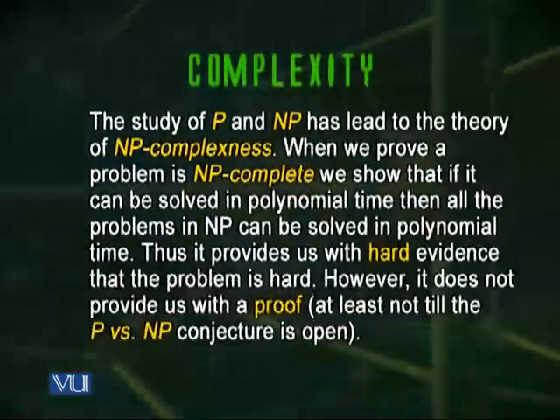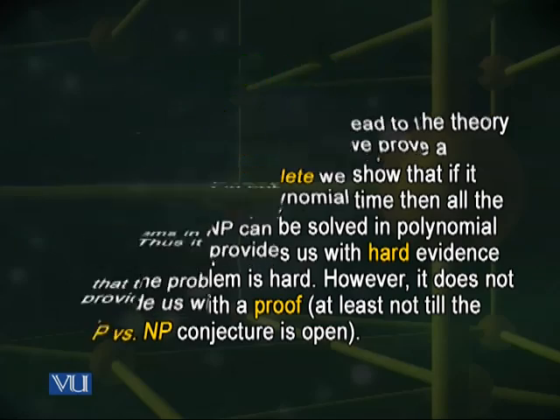The study of the class P and NP has led to the theory of NP-completeness. When we prove a problem is NP-complete, we show that if it can be solved in polynomial time, then all problems in NP can be solved in polynomial time. Thus, it provides us with hard evidence that a problem is hard. However, it does not provide us with a proof, at least not till the P versus NP question is open. So, one attempt to understand the P versus NP question was via NP-completeness.